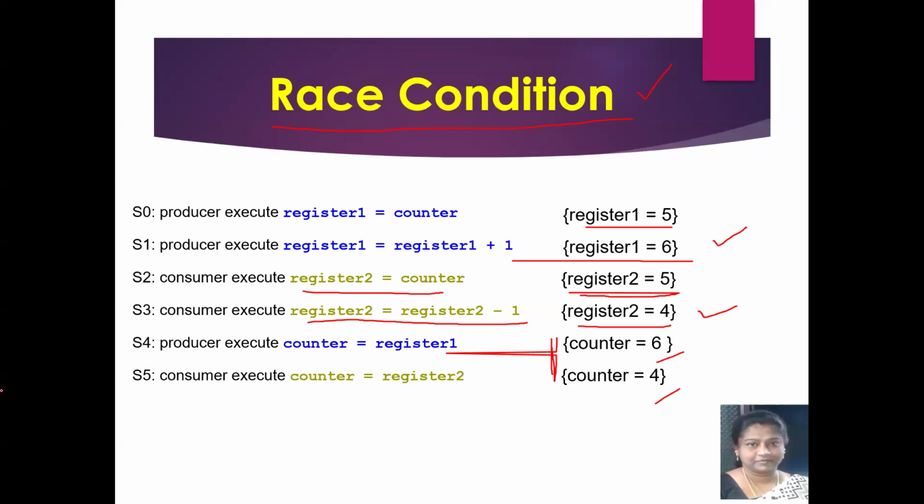So for two processes to execute without any problem, we must make sure that we prevent this race condition, and prevention of race condition is the basis of process synchronization. So the need for process synchronization is to prevent race condition. I hope this was very clear to you.